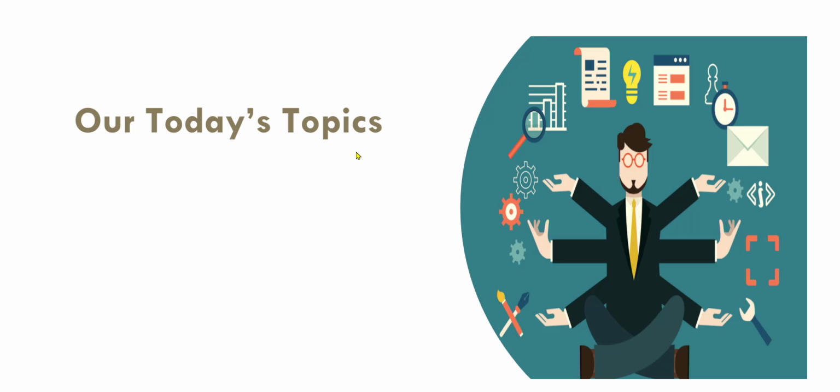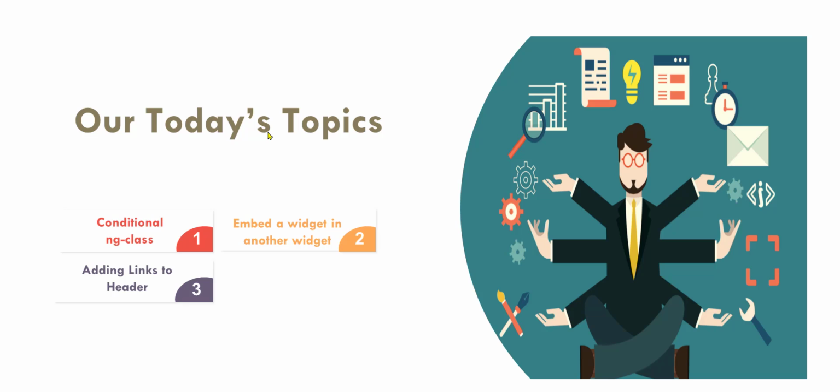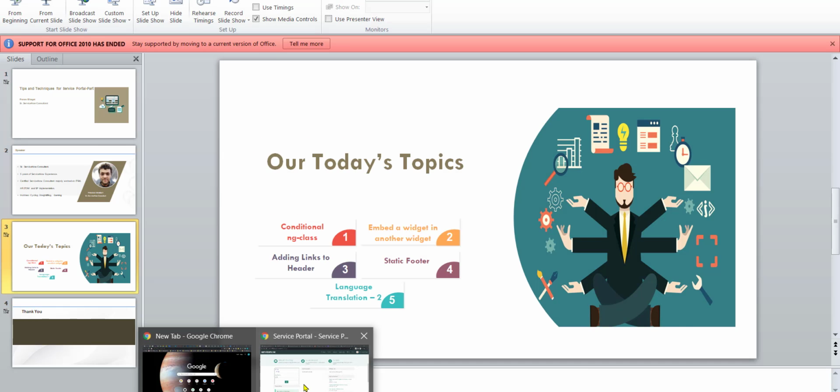So let's talk about today's topic that we're going to cover. First is the ng-class. We'll talk about conditional ng-classes and how you can use that. Second, we're going to see how we can embed a widget in another widget. Then we'll talk about adding links to the header. And then we'll see how we can make a footer static, and also how we can make the header static. And lastly we'll talk about language translation part 2. In the previous video we just talked about one basic translation, so we'll see another way of doing translation on the portal. So let's go to the instance now.